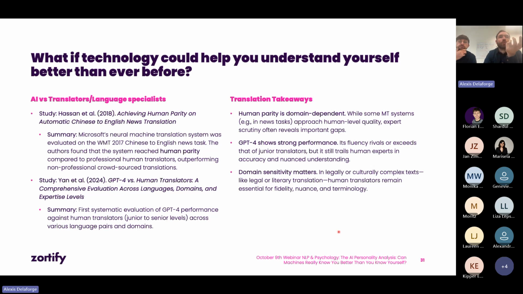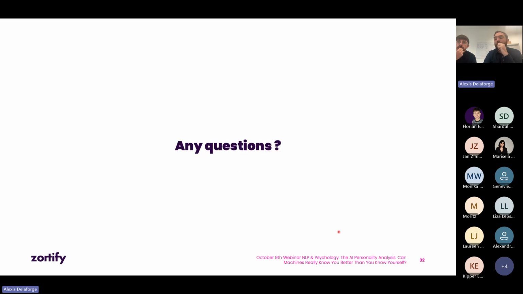Okay, so it's really to show you that as of today, AI in psychology is already great, but it will become better and better. Any question on this part?